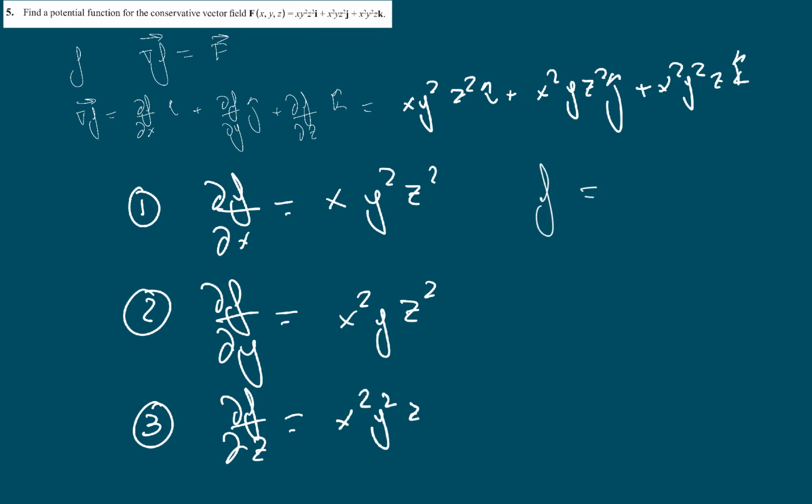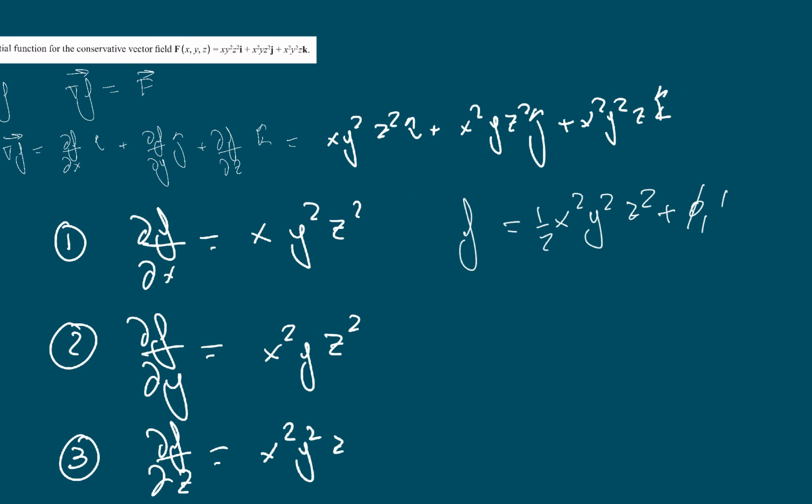Who is the function f whose partial derivative with respect to x is x y squared z squared? Well, if I choose 1/2 x squared y squared z squared, when I do the partial derivative of f with respect to x, I will have x y squared z squared. But if I also add a function phi 1 that depends on y and z, the partial derivative with respect to x is still this expression, because that term would be 0.